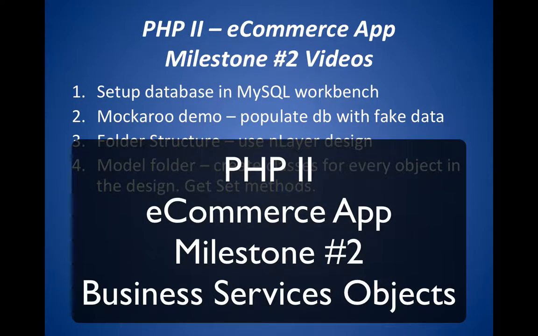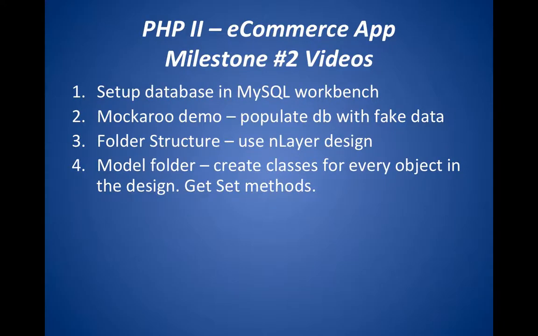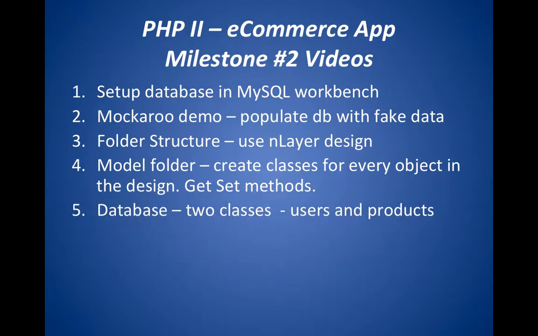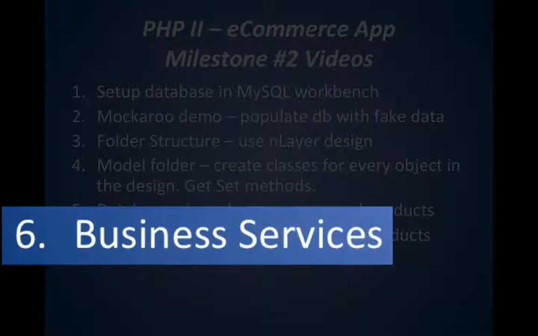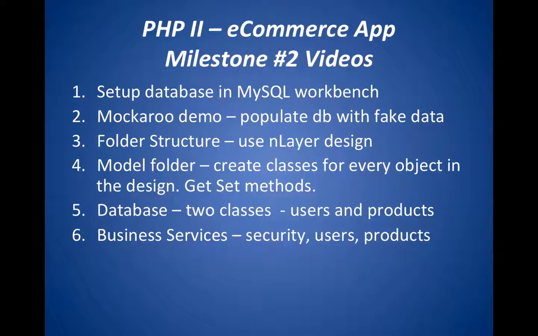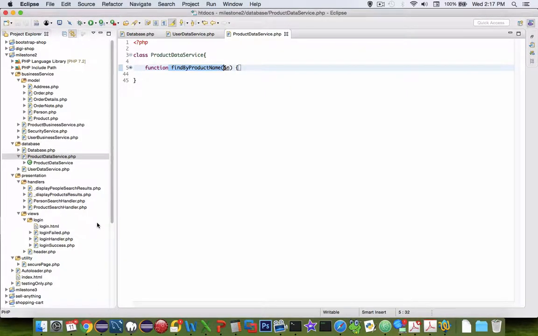In this video, I'm going to show you some of the things that you need to create for milestone number 2. So we're up to number 6, I think it is, which is the business services. And so the three classes that we're going to see inside business services are the security service, the user service, and the product service. So let's take a look inside the code here in Eclipse.